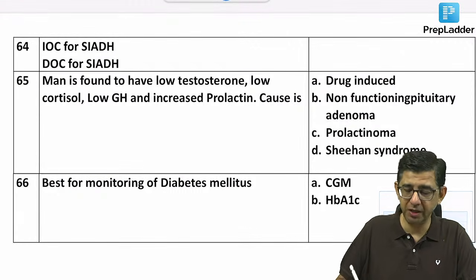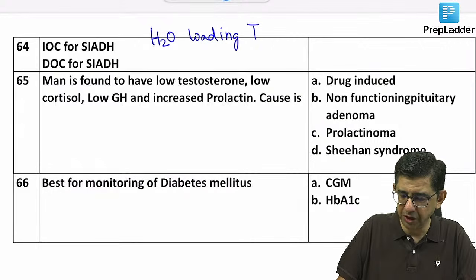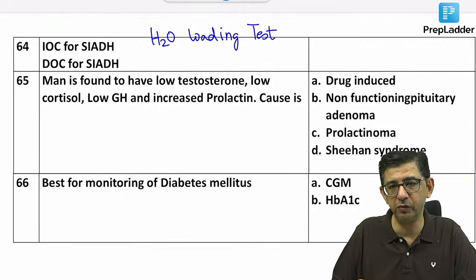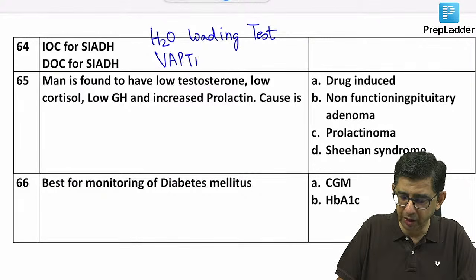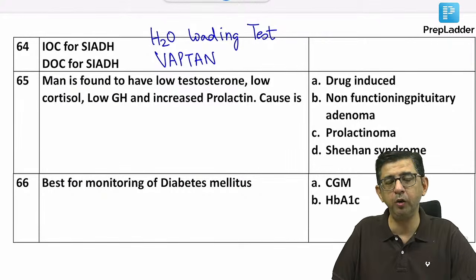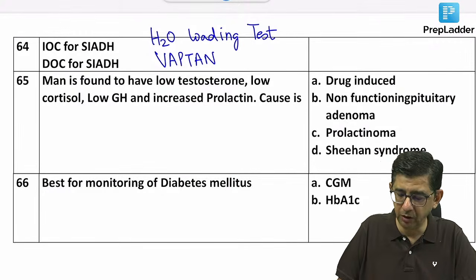Investigational choice for SIADH would be a different test. Earlier we were using the word water deprivation, and now we are going to change it to water loading test. Earlier it was water deprivation test, now it is water loading test. The drug of choice for this would be where we will try to block the action of V2, and therefore we can be using molecules like tolvaptan or conivaptan. So vaptans are the drug of choice for management of SIADH.